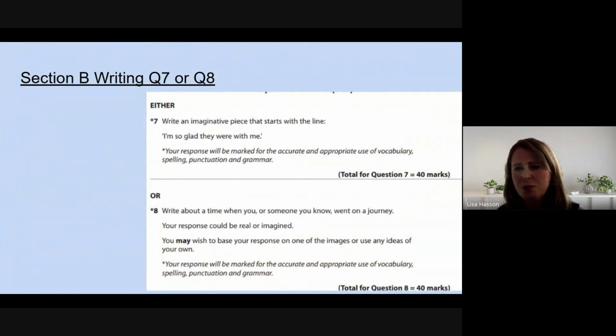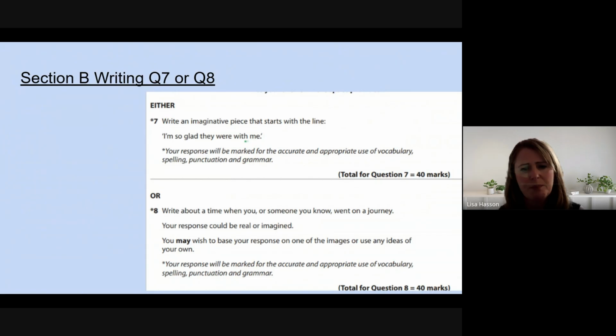Okay, we're now going to move on to talking very briefly about questions 7 or 8. So for questions 7 and 8, you have a choice of 2 different questions. The first one is definitely an imaginative piece with the line, "I'm so glad they were with me." Notice these questions are very, very vague and very, very loose. So it's quite possible that you have already got a genre in mind. For example, you might really love writing horror stories or thriller stories, or you might already have a bit of an idea about what you want to write.